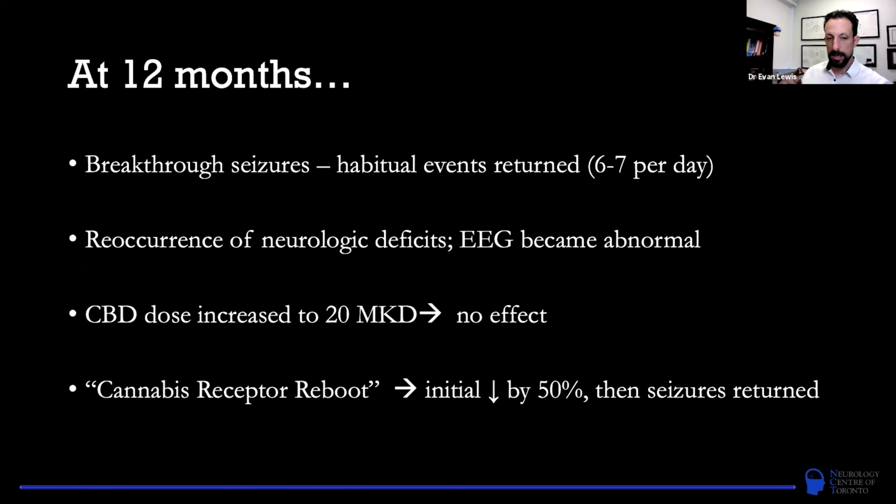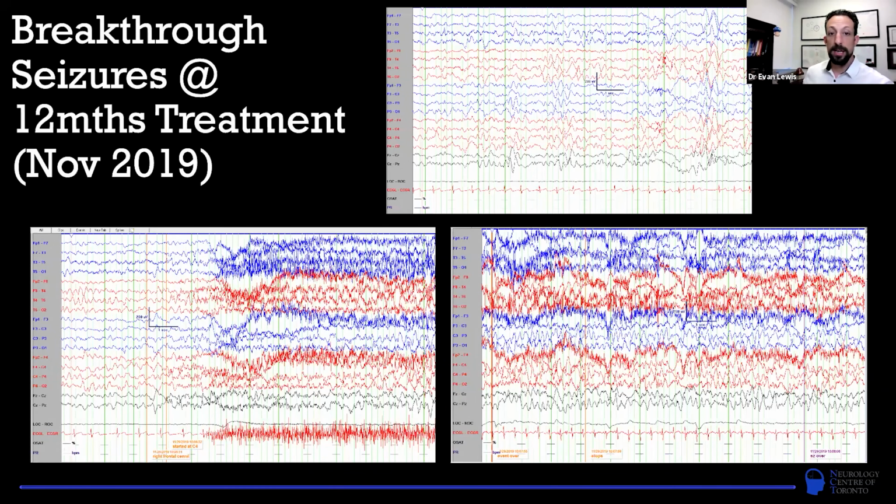We tried to increase the CBD, didn't work. We tried this cannabis receptor reboot, which you may have read about at other times. That didn't work. All right, well, there's her EEG. So her EEG starts to be abnormal again, doesn't look very good. So what did we do?